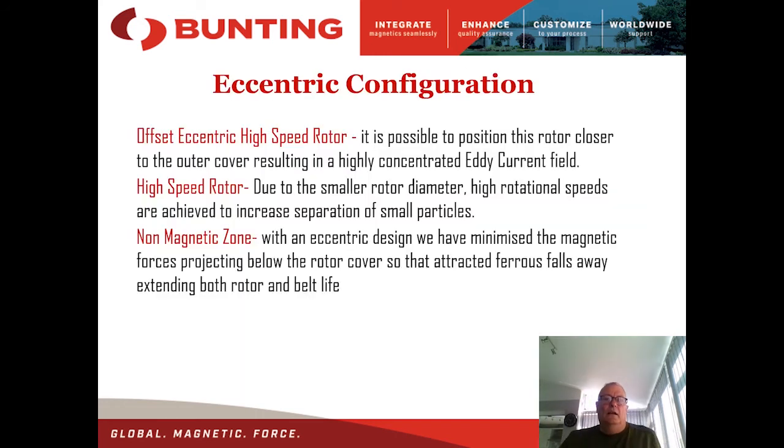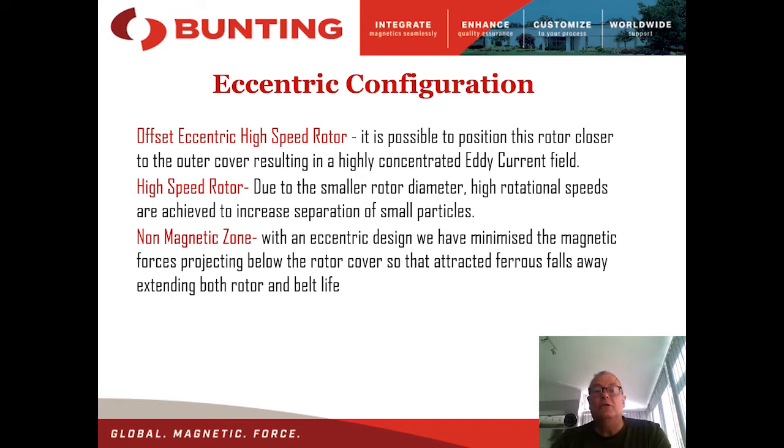So, eccentric configurations, just to recap, we have the offset eccentric rotor. Also, a function of that design is it's easier to position this rotor closer to the outer coverage and also the belt, so we can actually get a reduced distance, which gives us a higher concentration of eddy current closer to the surface of the eddy current separator. So that makes them great for finer particle size materials in the region of, say, 5 millimeters to 3 millimeters. You would usually recommend an eccentric unit for that sort of configuration.